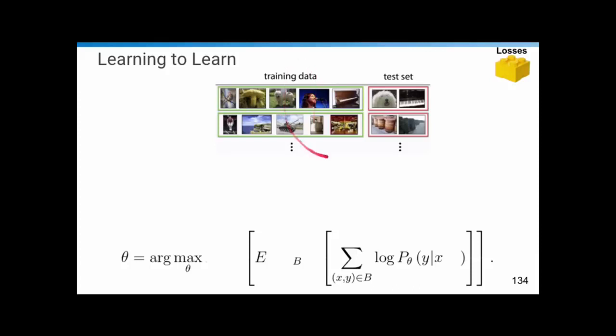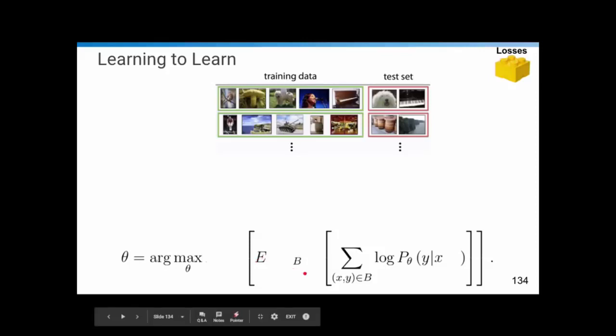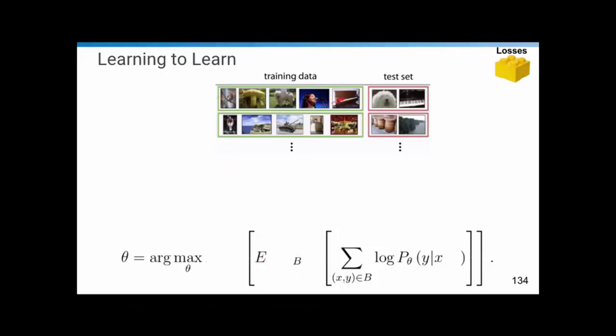You have some training data, and you have some test data. And what you're going to do is typically fit a model such that the likelihood of your model is maximized, and you estimate this likelihood by means of taking an expectation over batches of data from these data sets, right? So you sample a batch of data, this green, and you feed your model. You sample another batch of data, you feed your model, and so on until you converge.